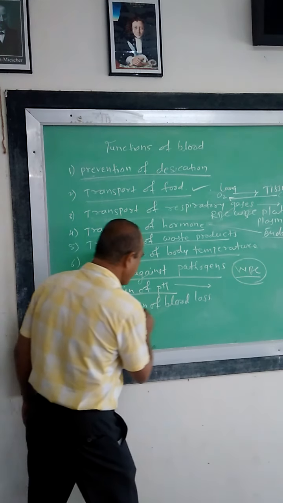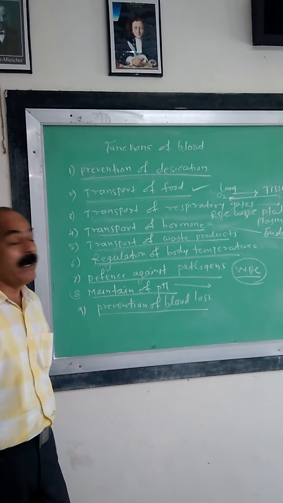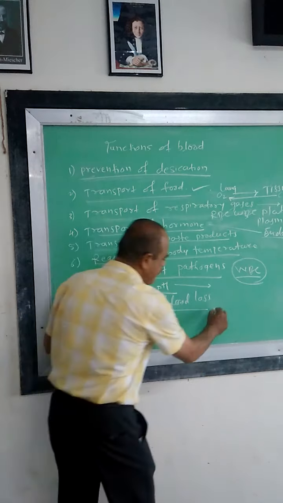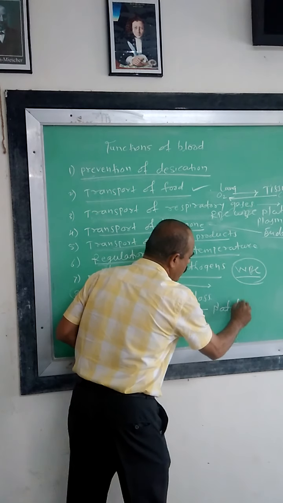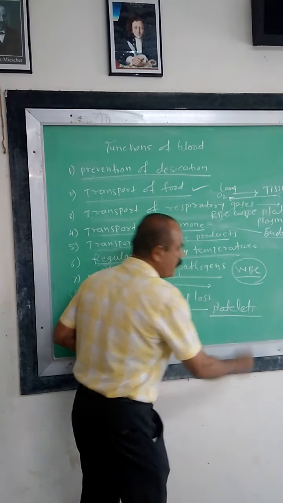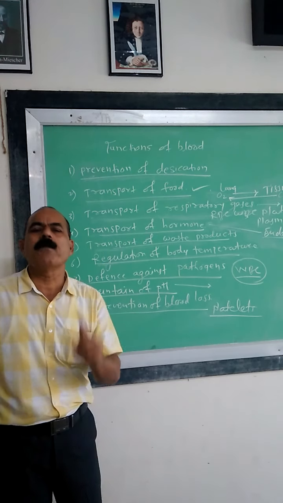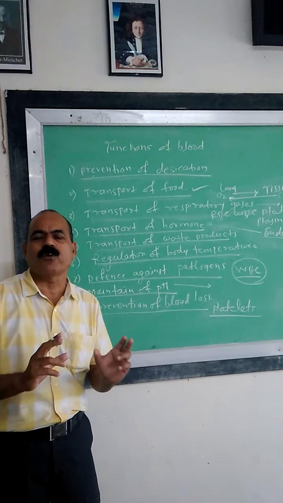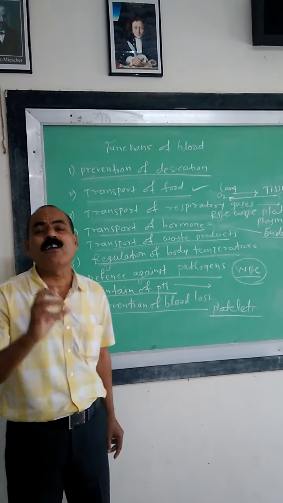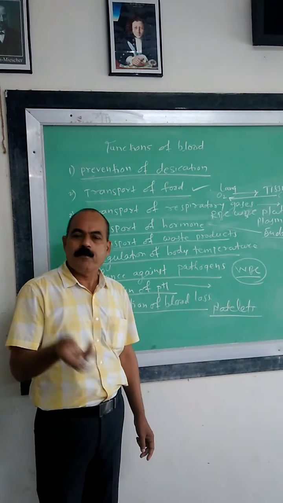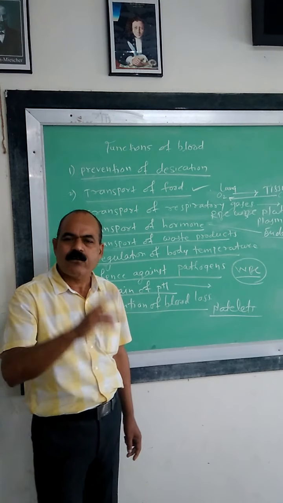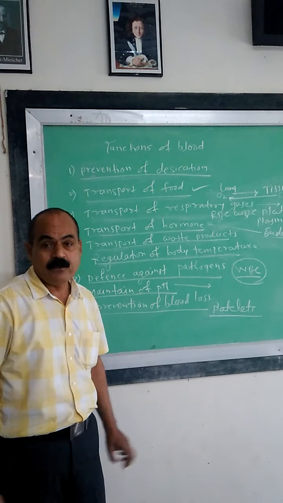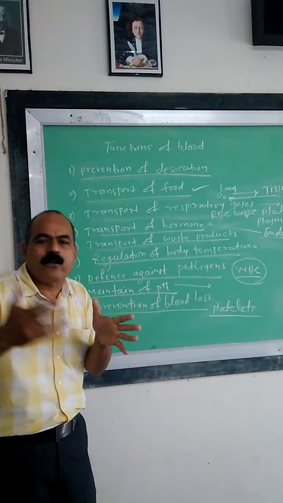And the last one mentioned here is the prevention of blood loss. You know that in the blood there are platelets, as well as fibrinogen and prothrombin proteins. The platelets, prothrombin and fibrinogen proteins take part in the coagulation or clotting of blood. If any wound is formed, the blood gets clotted due to these fibrinogen and prothrombin proteins and the platelets. So ultimately, blood can't get lost from the body.